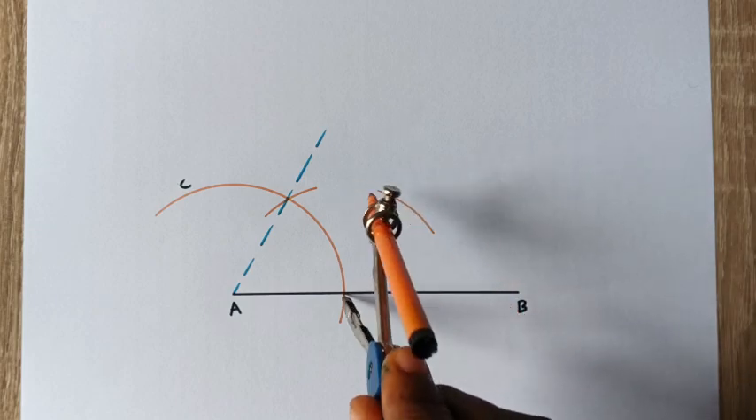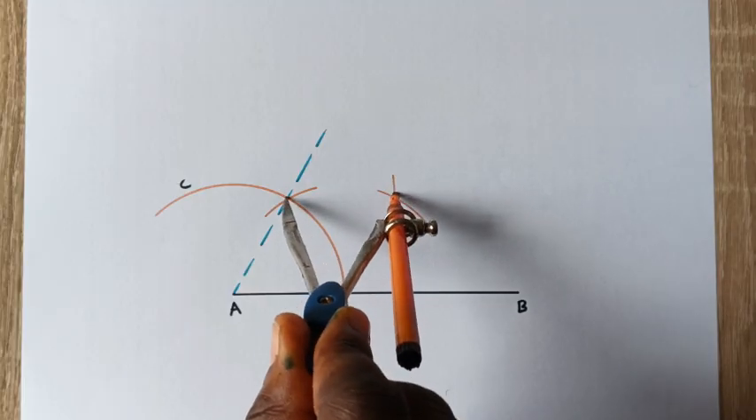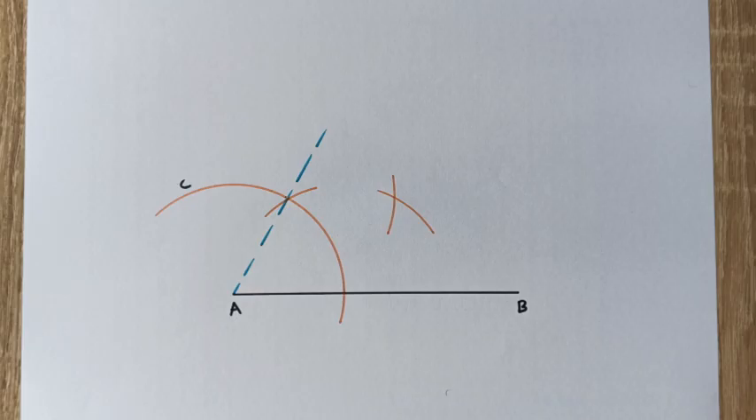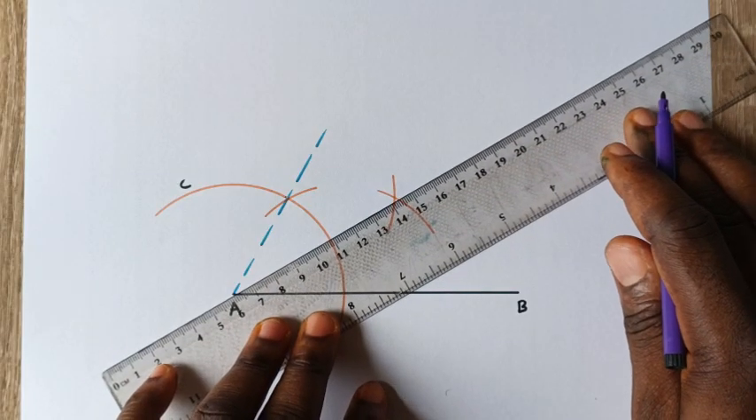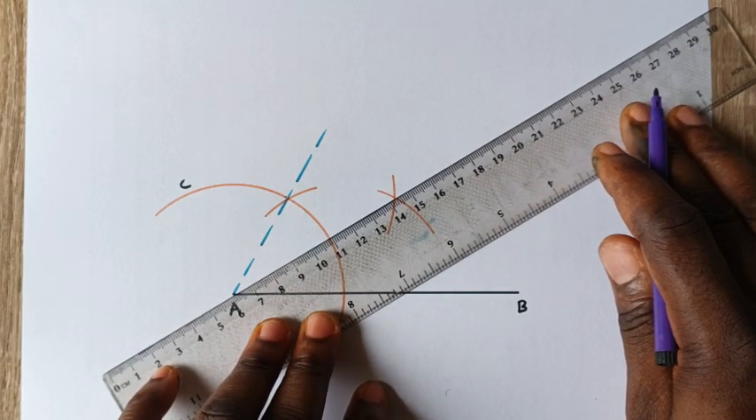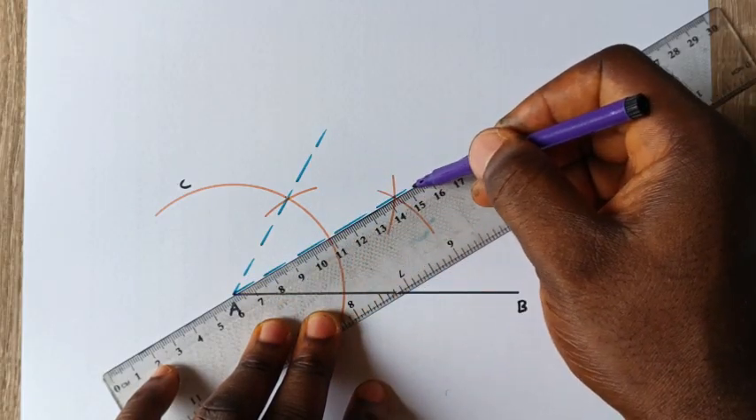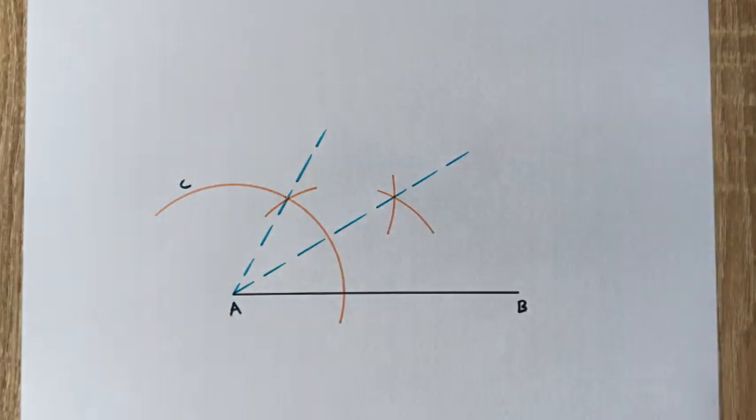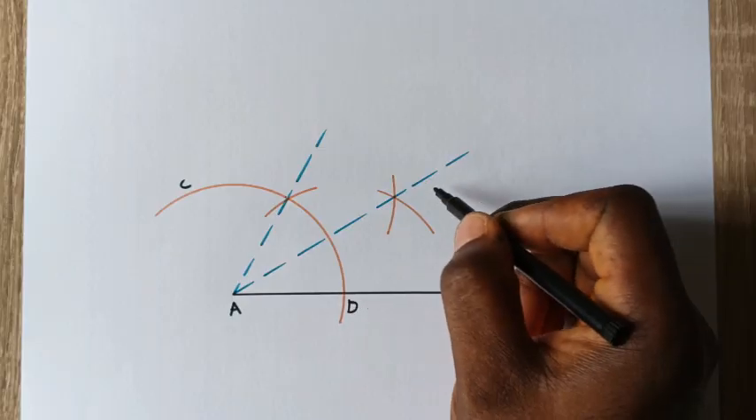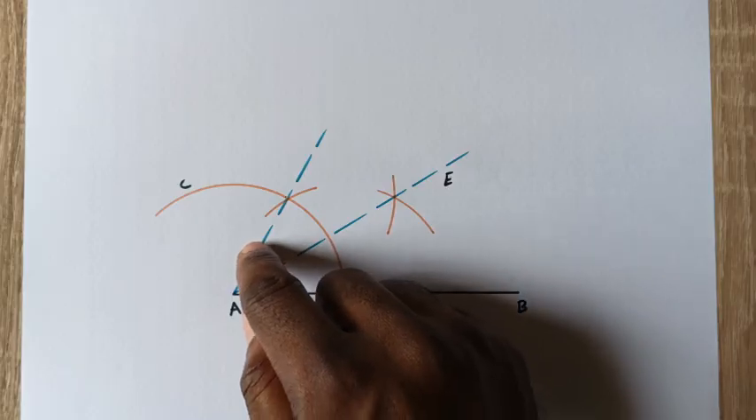Using a convenient radius, you stand at this point, and then where this line intersects, and then you now cut another arc. So at this point, we now draw a straight line from this point to point A. This is your point D, and here is your E. So this is your 30 degrees.